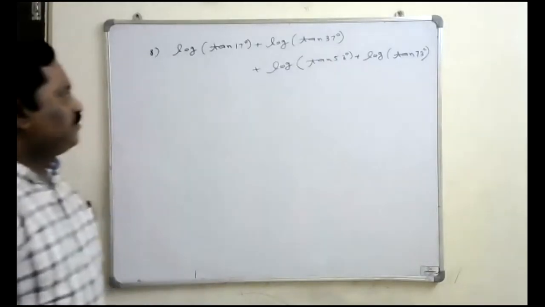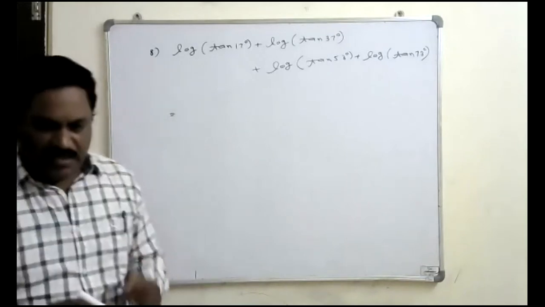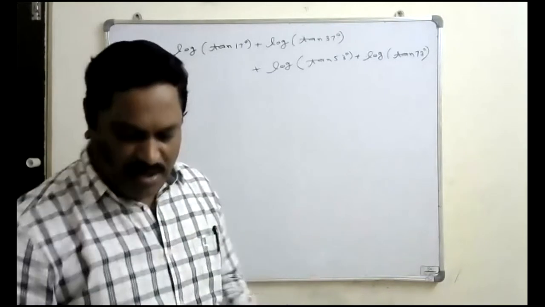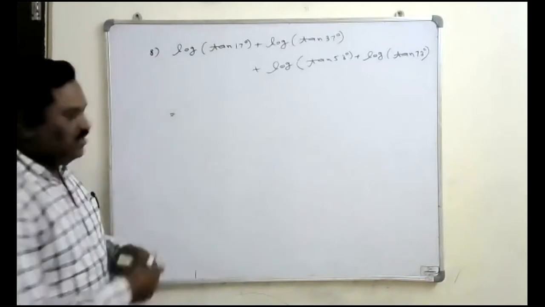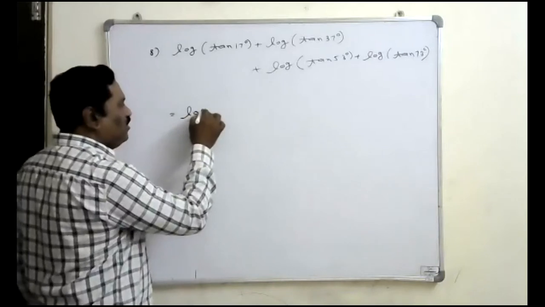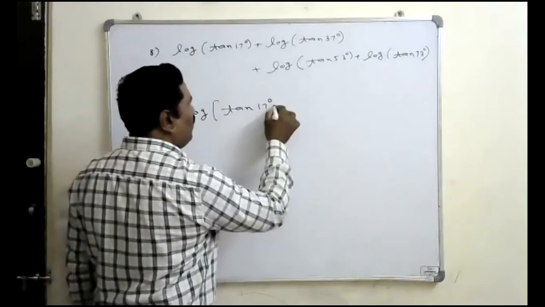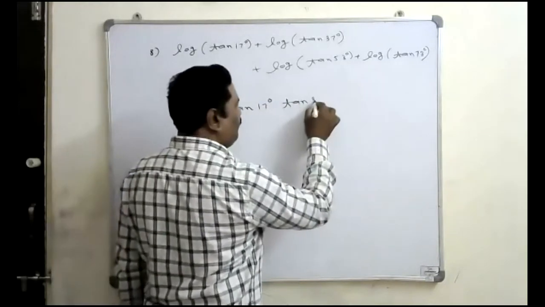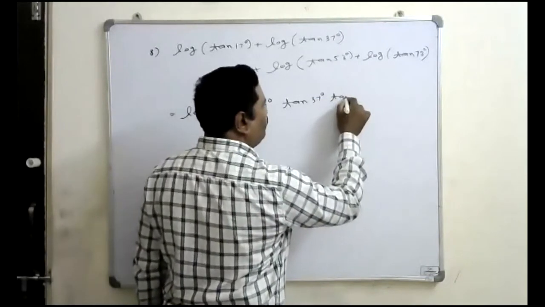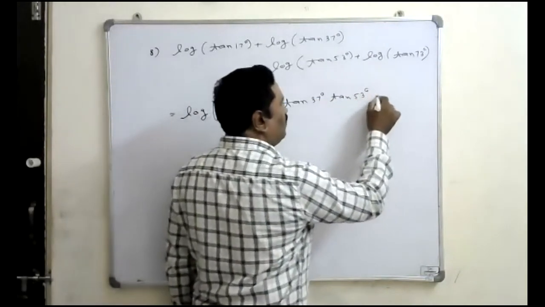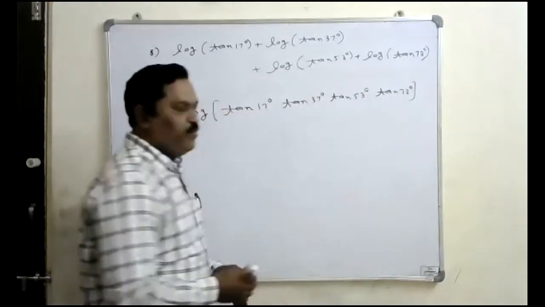Just look at this, because here we will apply the property of the logarithm. You know that log m plus log n, we can write as log of m into n. So if the sum of the logarithms is there, all these terms you can express under a single logarithm as a product: log of tan 17 degree into tan 37 degree into tan 53 degree into tan 73 degree. Like that, all these values you can write in the product.